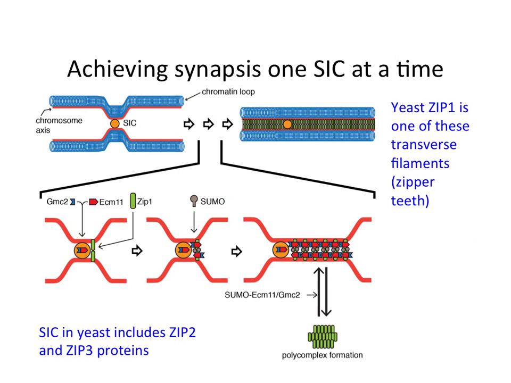So a core complex of proteins binds the pairs of sister chromatids together, and then that protein that cross-links the axial cores comes in and just goes along the chromosomes and brings the rest of them into synapsis. The protein in yeast that does the zippering, this transverse filament, is called ZIP1. That's one of the proteins that will be in the paper next week. The synapsis initiation complex has a bunch of different proteins in it. In yeast, it includes ZIP2 and ZIP3.